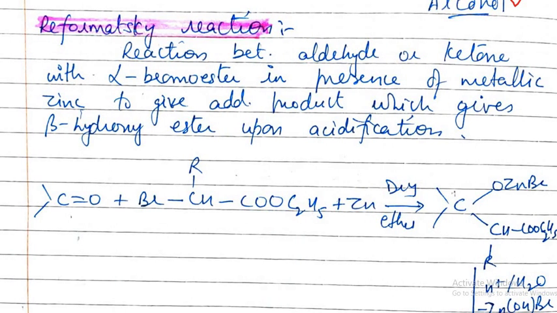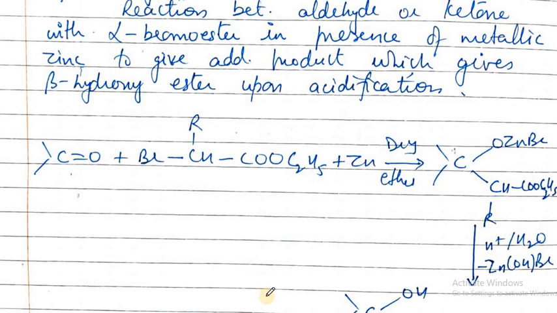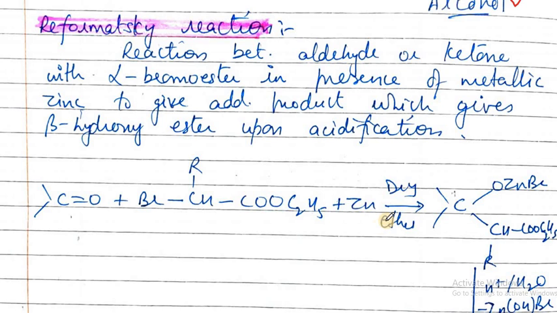What is the Reformatsky reaction? In this reaction, aldehydes and ketones react with esters. Which esters? Alpha bromo esters. Alpha bromo ester means this is the COOR group, and this is the alpha carbon. To the alpha carbon, bromine is attached, so it is an alpha bromo ester.